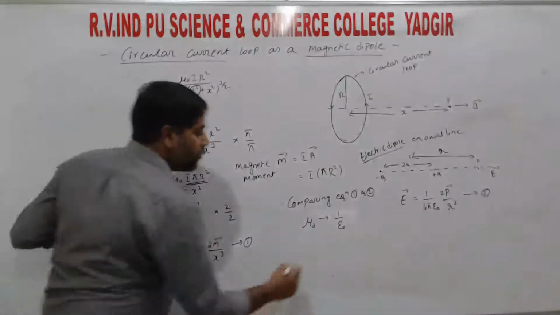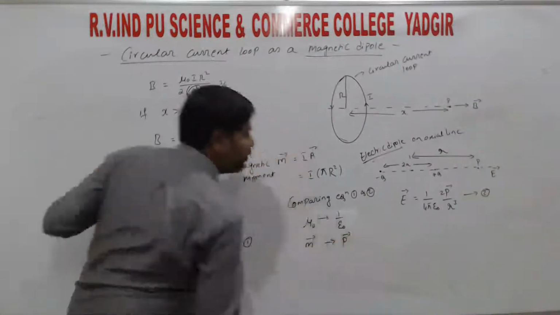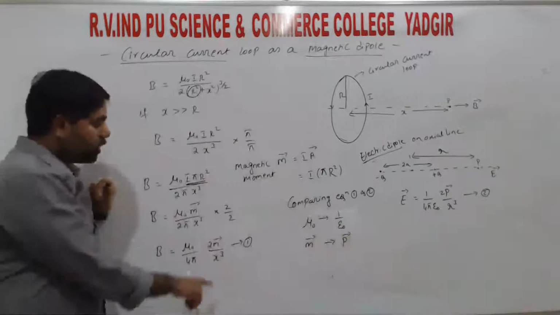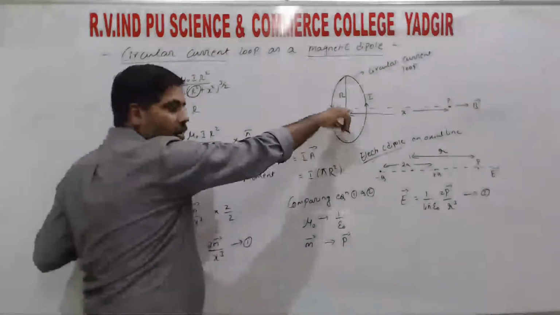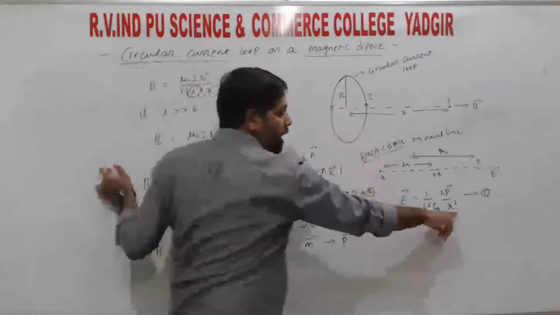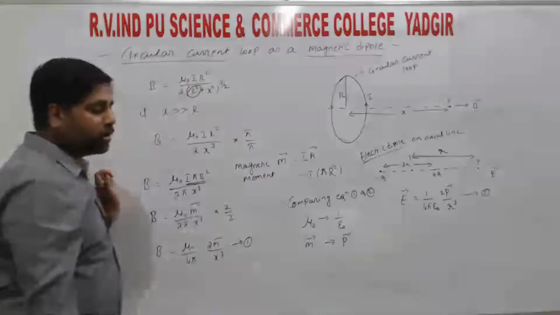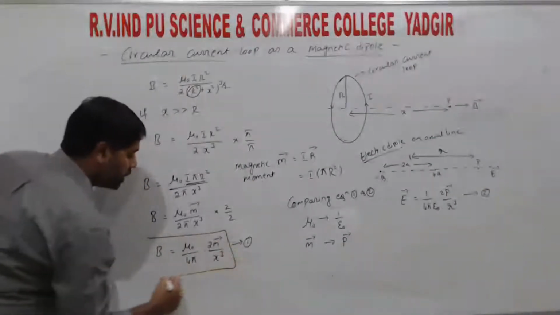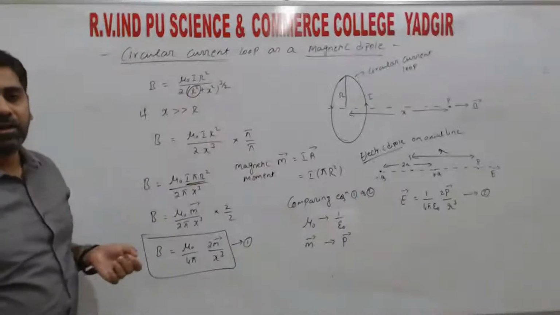So in place of magnetic moment m, we have the dipole moment p, right? The remaining x is the distance from the center of the circle. So here r is the distance from the center of the dipole, right? So from this we can prove that a circular current loop behaves as a magnetic dipole.